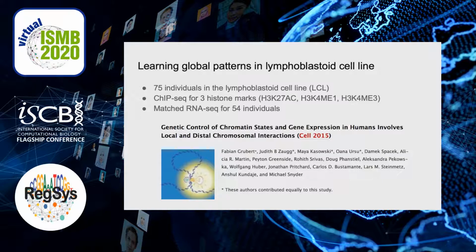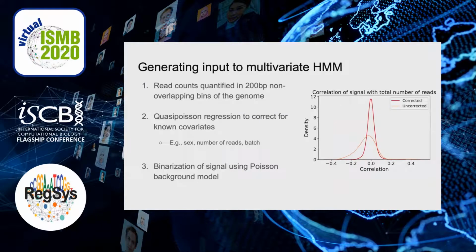We applied this framework to a previously published dataset of 75 individuals in the lymphoblastoid cell line. In this study, they collected 3 histone modifications that are associated with promoters and enhancers, and they used matched RNA-seq data for 54 individuals. To generate the input to the HMM, we first quantify the number of reads in 200 base pair non-overlapping bins of the genome. We then use quasi-Poisson regression to correct for the effects of known covariates. We introduce this correction step in order to reduce the effect of technical covariates and increase the number of global patterns associated with biological signal.